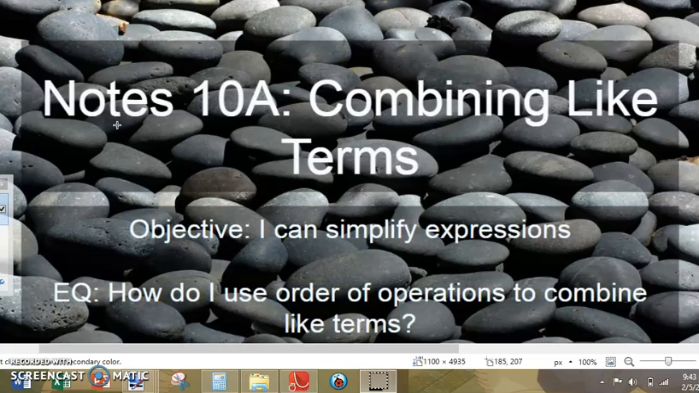Notes 10A. Combining like terms. Objective. I can simplify expressions. Essential question. How do I use order of operations to combine like terms?